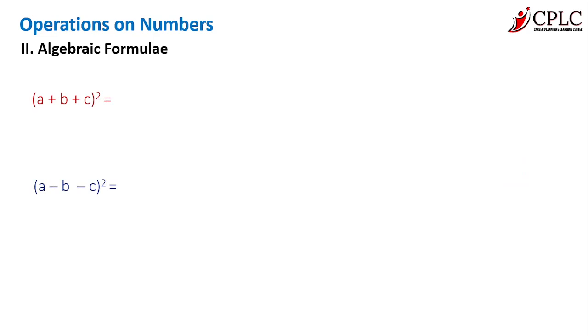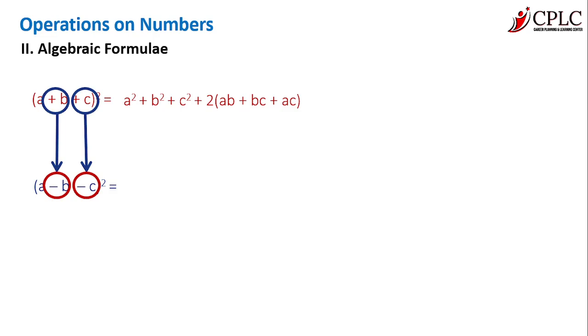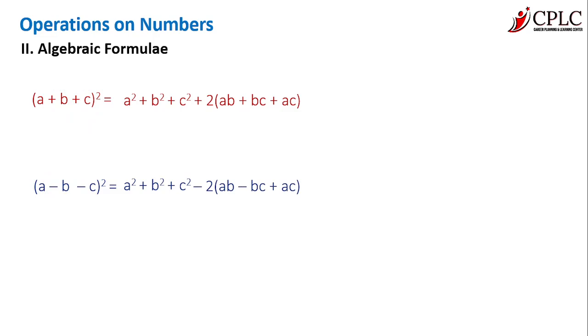Then there is the fifth one now, (a plus b plus c) the whole square. It is based on (a plus b) the whole square, so you can look at that formula and probably understand this. So it is a square plus b square plus c square plus 2 times ab plus 2 times bc plus 2 times ac. Then you have (a minus b minus c) the whole square. It is based on (a minus b) the whole square. So if you look at that formula and compare, you will get a square plus b square plus c square minus 2ab plus 2bc and minus 2ac. So that's the formula for the sixth one.